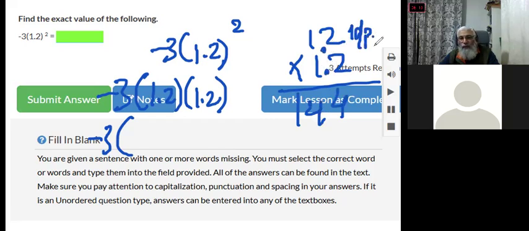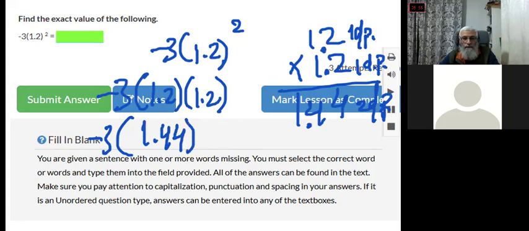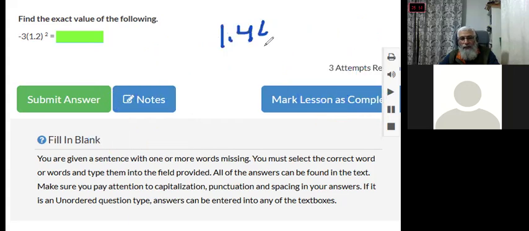When you multiply, we add decimal places: 1 decimal place plus 1 decimal place gives 2 decimal places. So the number will be 1.44. Now we need to multiply -3 by 1.44. 1.44 times 3, but it is negative, so the result will be negative.